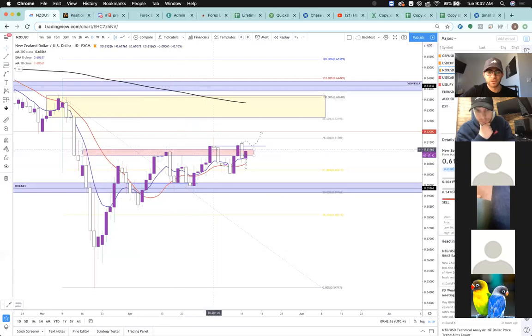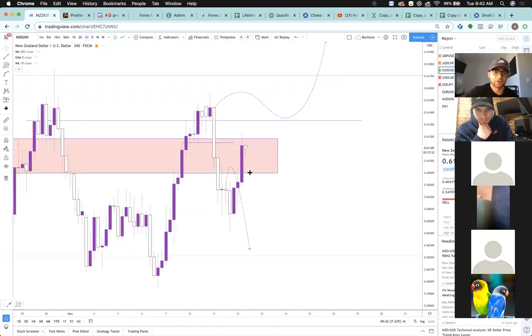We retested it once and it failed. Now we're retesting it again. Honestly, this daily engulfing right here is pretty major for me. The wick isn't too crazy or anything. But this is why, early in this week, with the weekly time frame bearish, I am waiting to see if this level breaks.